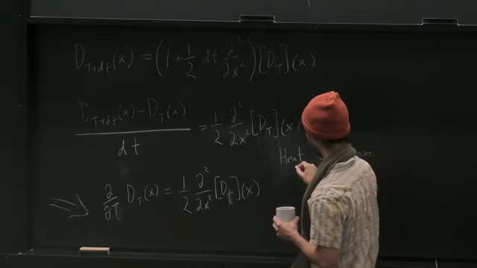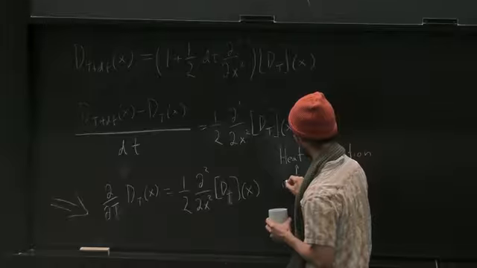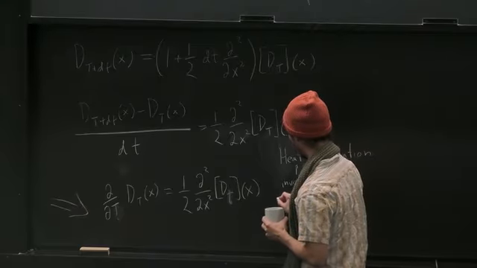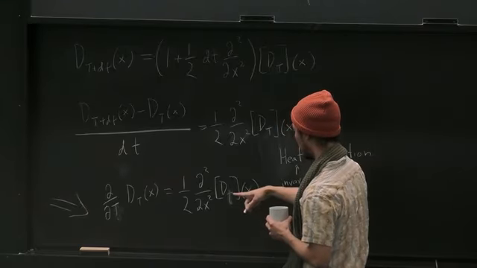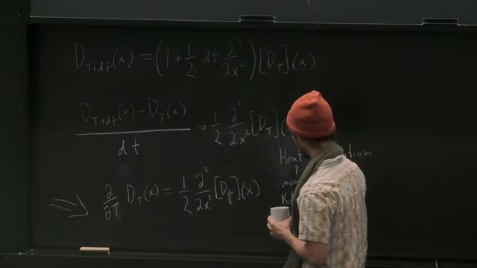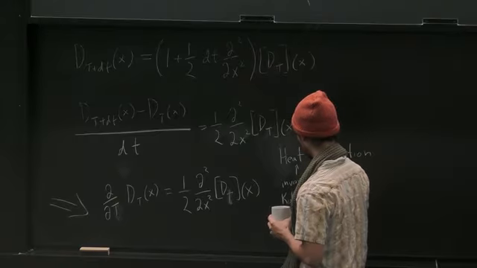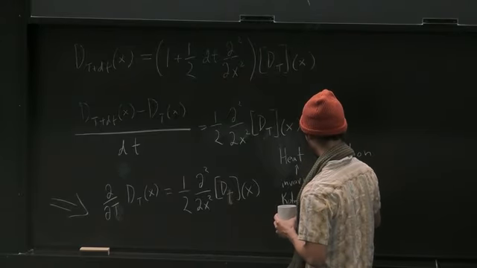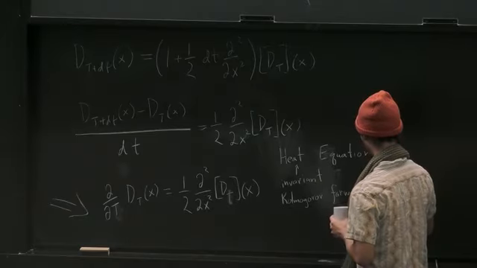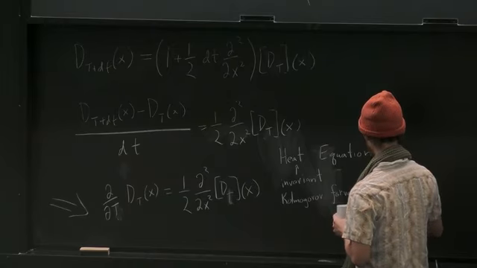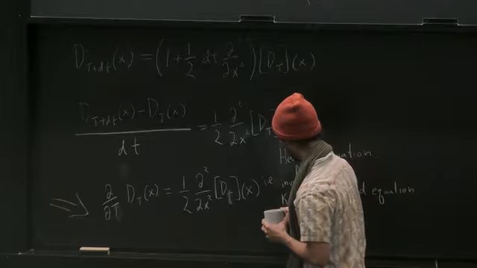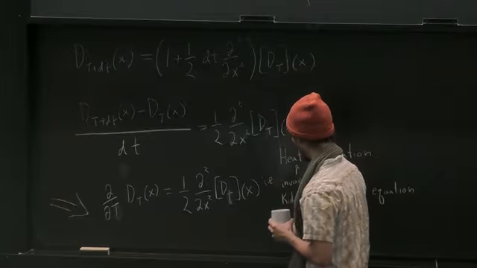Or more generally, a special case. This thing has two different names in general. It's either called a Kolmogorov forward equation, or Fokker-Planck equation.